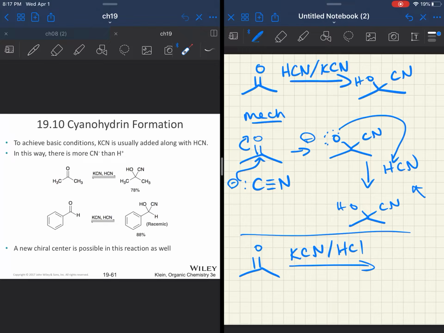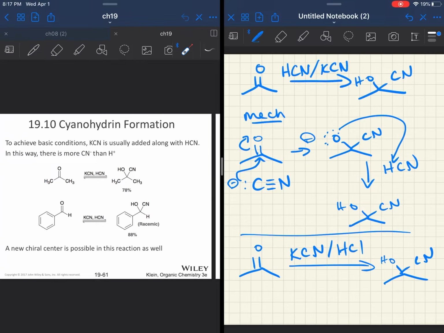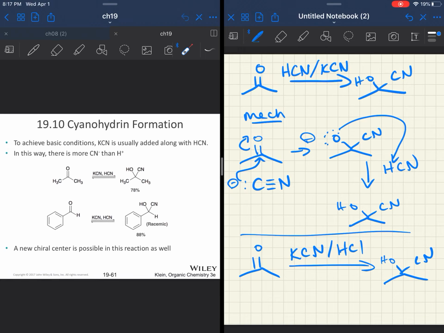So you still have that proton for that last step that you saw up here, but you don't have to work with HCN. The KCN is much safer, and you wind up getting the same product. So you should be prepared to see both of those reagents.